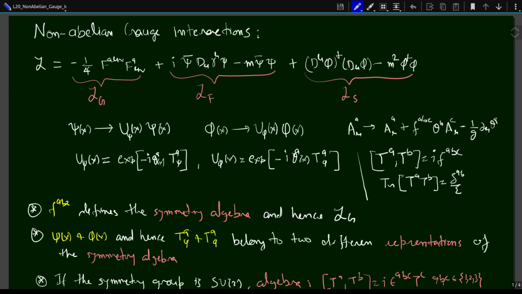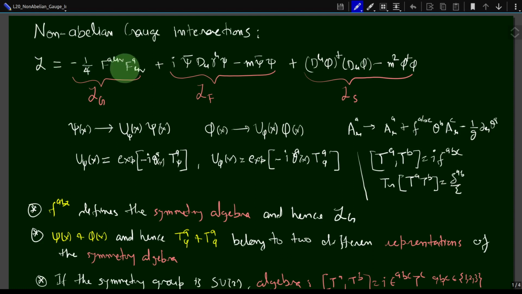Welcome to the 20th lecture, and today we are going to talk about the non-Abelian gauge interactions. The last thing we mentioned in the previous lecture, when we were talking about the non-Abelian gauge symmetry, is that the most general Lagrangian involving a minimal number of fermions and a minimal number of scalars can be written like this.